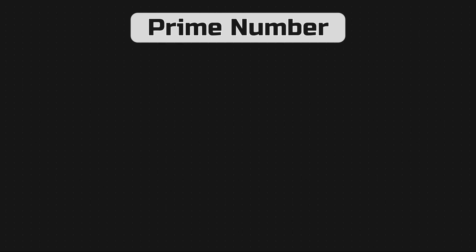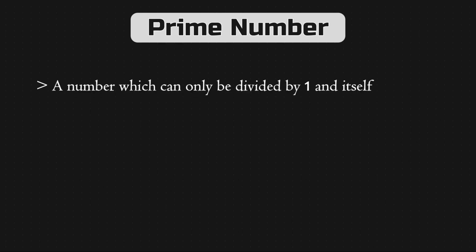So what is a prime number? A prime number is a number which cannot be divided by any other number except 1 and itself. The smallest prime number is 2, and then 3, 5, 7, 11, 13, and so on. You get the idea, right?